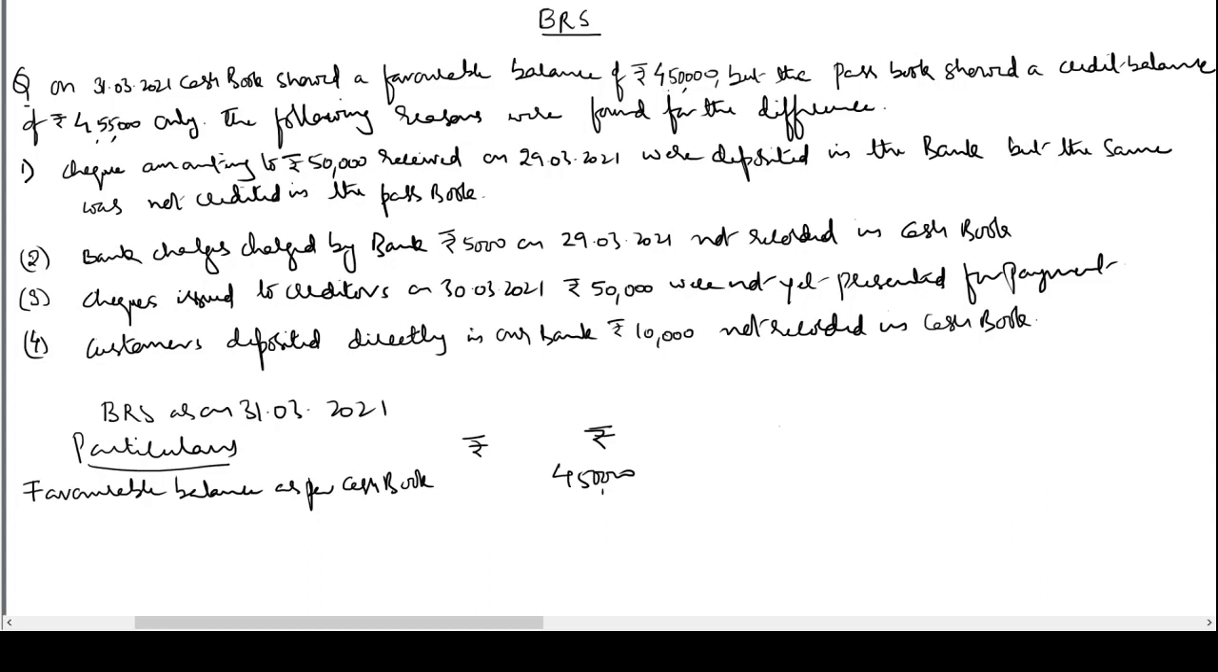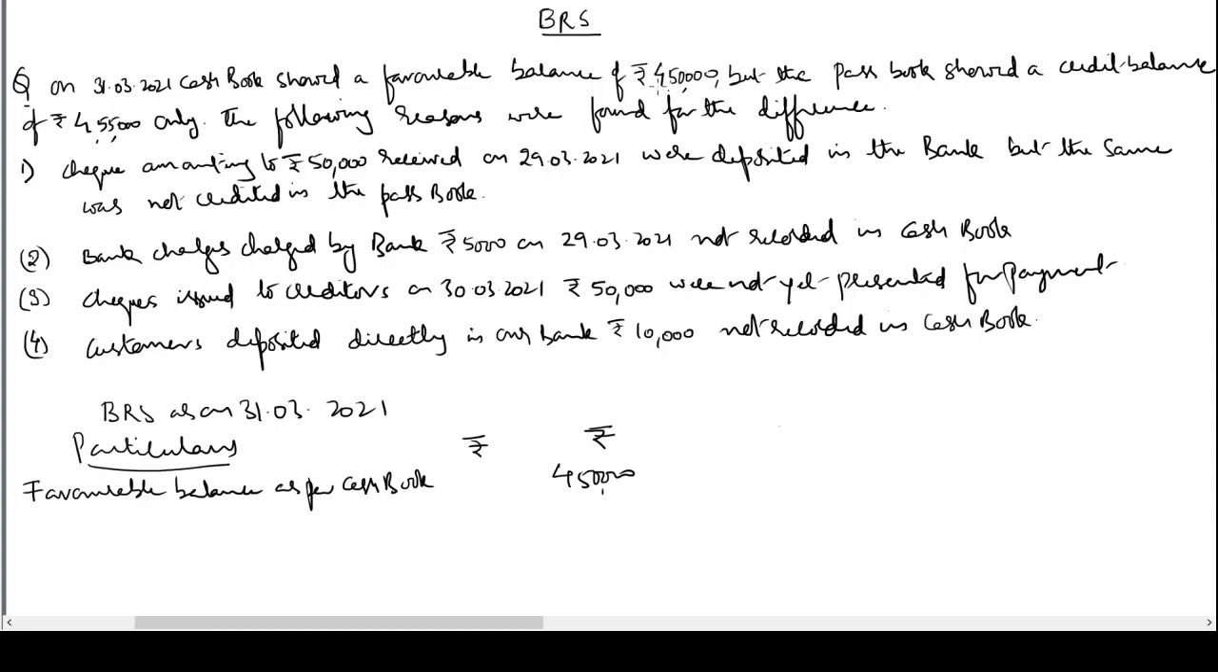So right away, I've written the question. You can just go through that. On 31st March 21, cash book showed a favorable balance of rupees 4,50,000. So when we talk about cash book, we are talking about the bank column in the cash book. We are talking about the bank account in our books. It showed a favorable balance of 4,50,000.